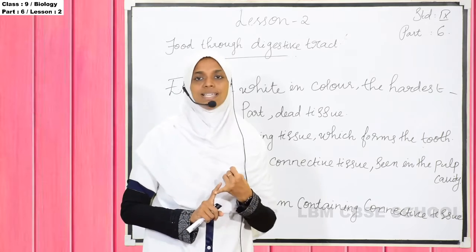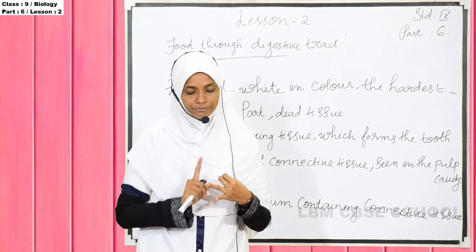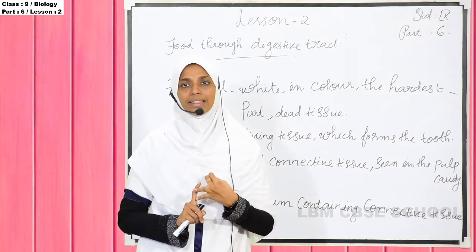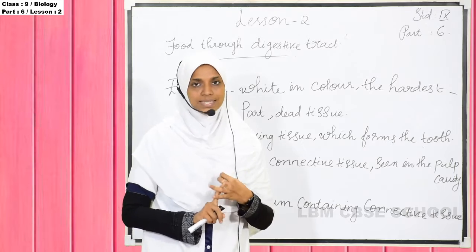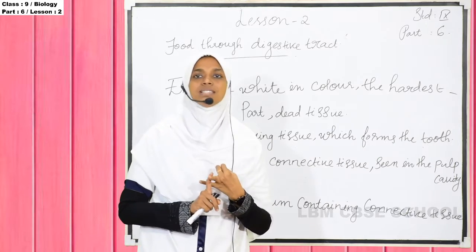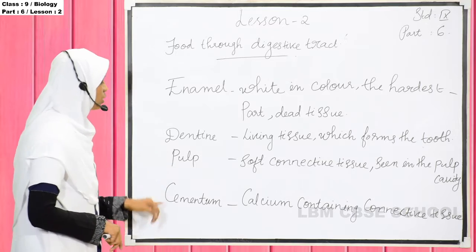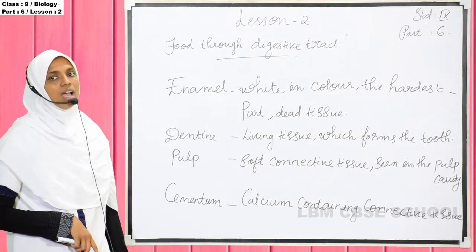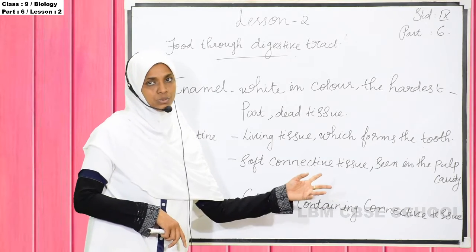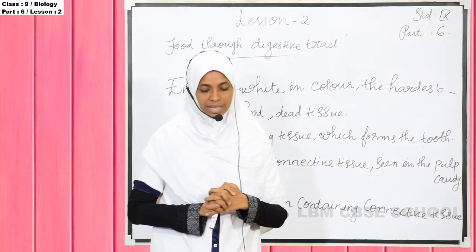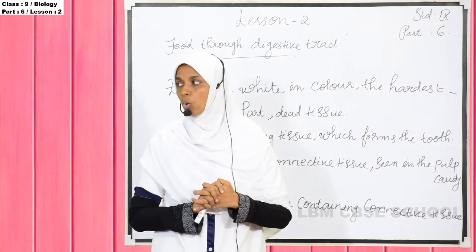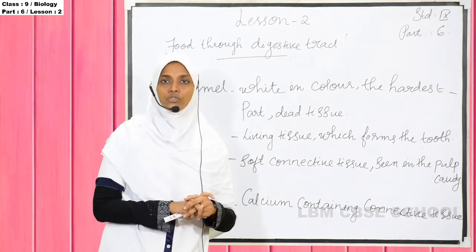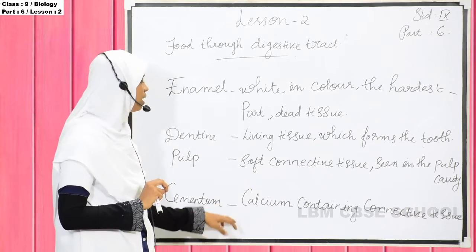Then blood vessels, lymph ducts and nerve fibers are seen in the pulp. Then cementum is the calcium containing connective tissue, and that holds the tooth in the socket of the gum. That is the cementum.